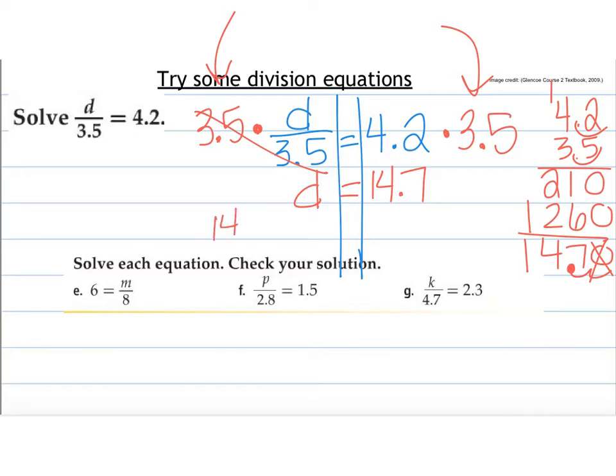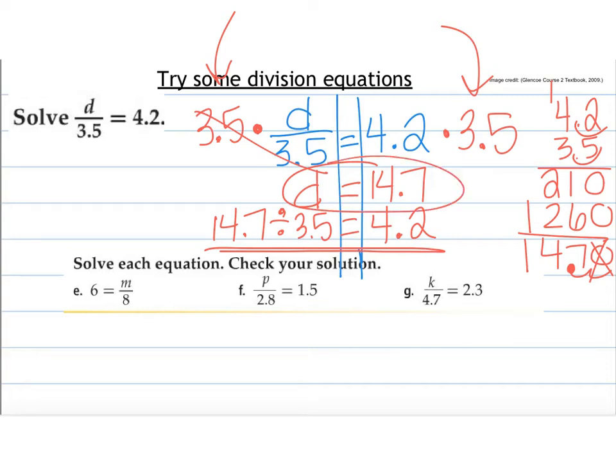Then I do 14 7/10 divided by 3½ equals 4 2/10. I am okay with you using your calculator on your checking problem, not everything else, but for you to check to make sure that it works out. And then we have D equals 14 7/10. You try these three on your own and come back and check.